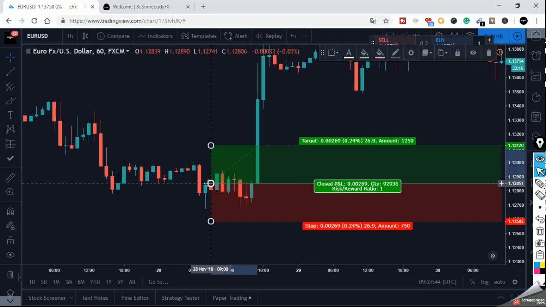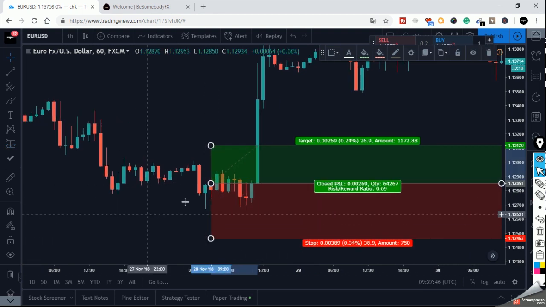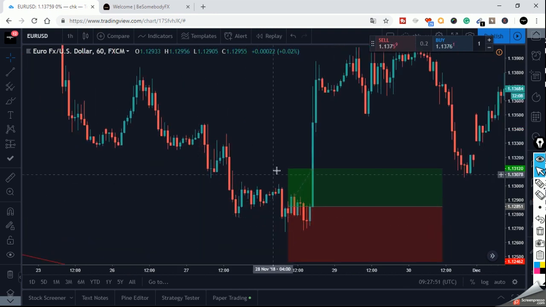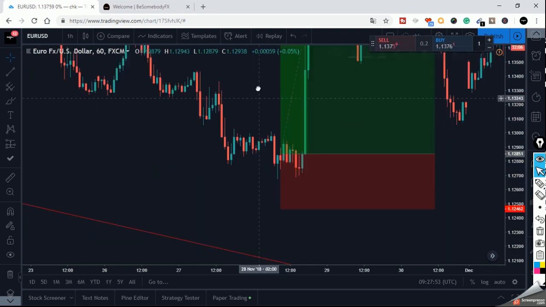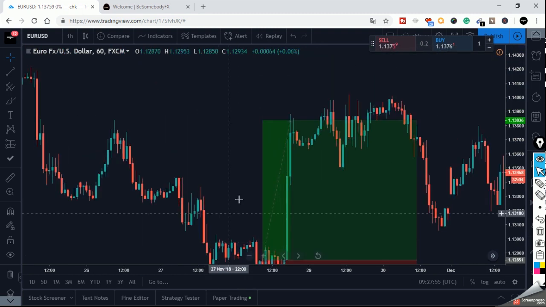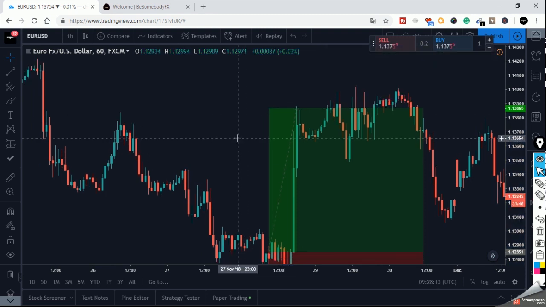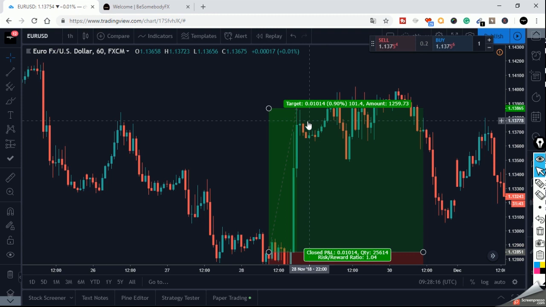Enter at the close of the candle, so we can use 20 pips. 20 pips would have been a profit, or we can use 100 pips. In this case, we reach 100 pips. Guys, it's very, very rare to reach 100 pips. Okay, it's very rare. In this case, we do. So this would have been a nice profit.